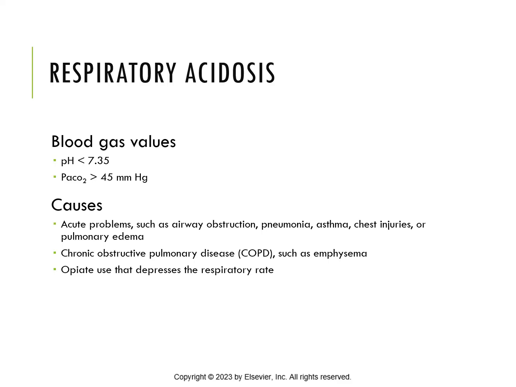An increase in carbon dioxide levels will occur in a variety of disorders, and it can be seen in the following conditions: acute problems like airway obstruction, pneumonia, asthma, chest injuries, or pulmonary edema; COPD, such as emphysema; and with opiate use that depresses the respiratory rate. A patient with COPD is most likely to develop acute acidosis when an infection of the respiratory tract further impairs breathing capacity and the removal of carbon dioxide.